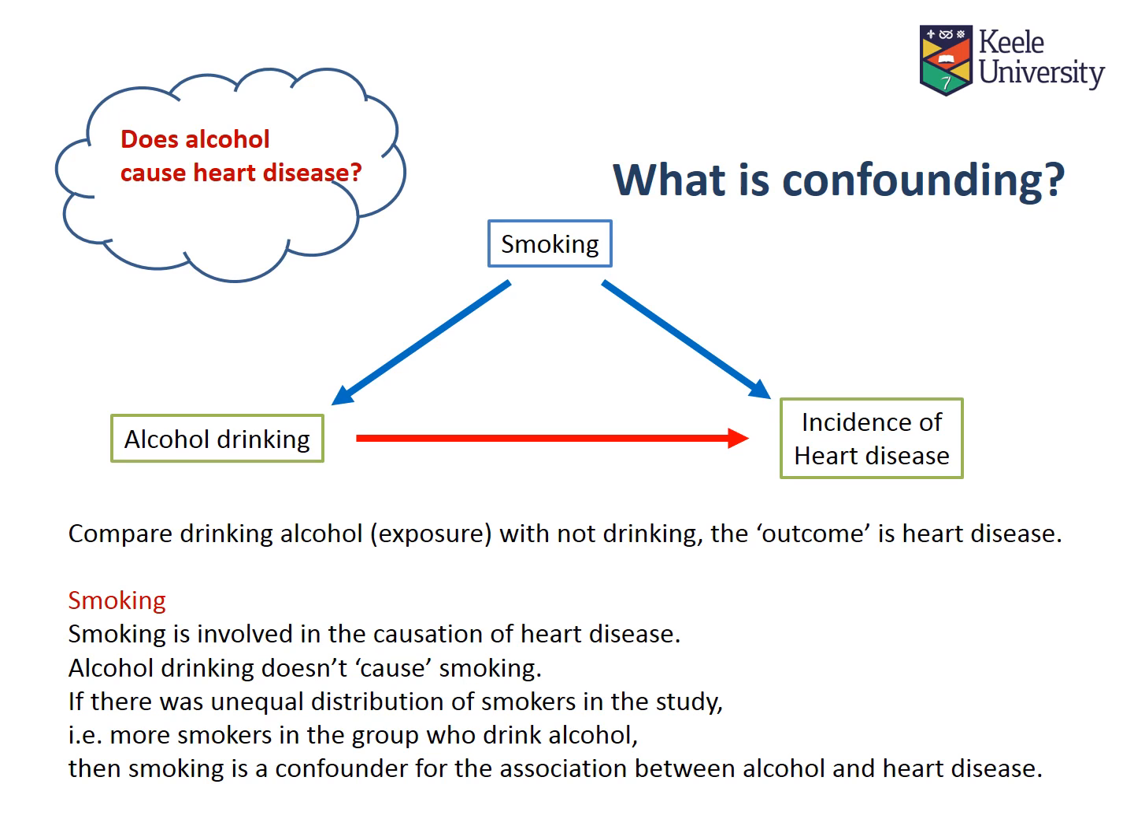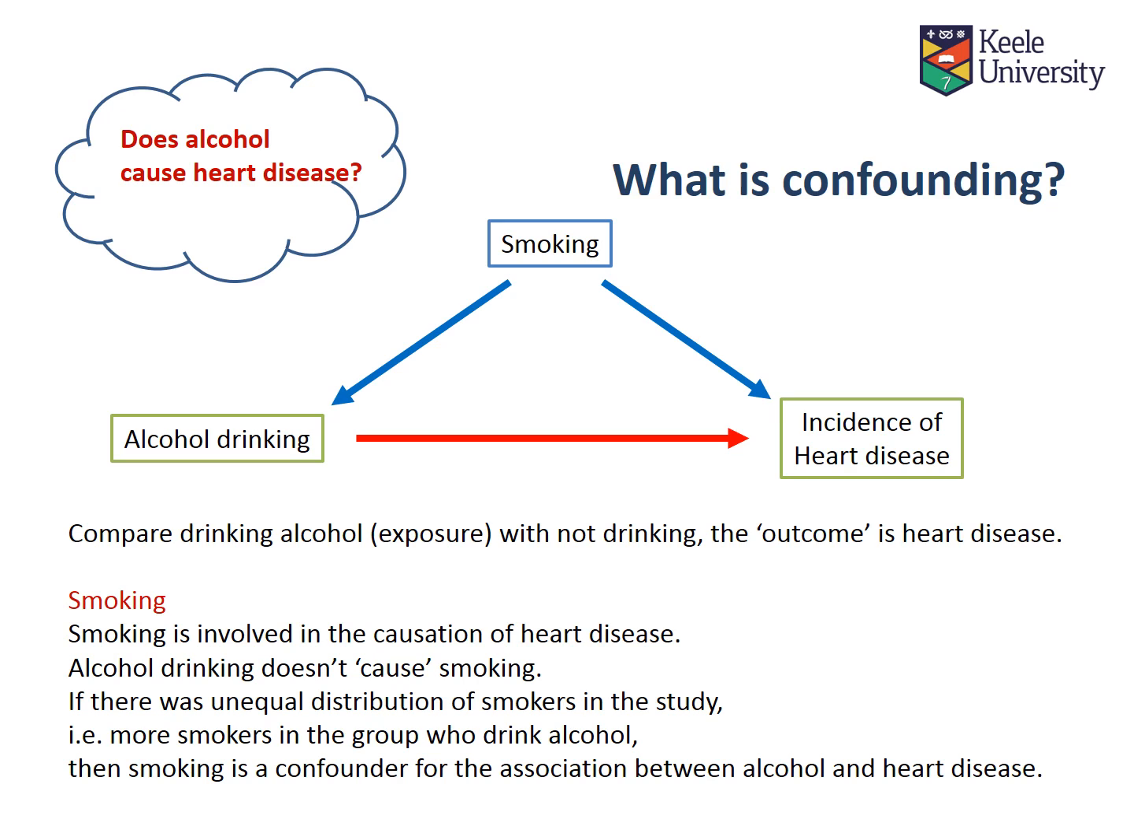The third condition is whether there is unequal distribution of smokers between the two groups. Now, we have two groups of people in the study, those who drink alcohol and those who don't. If we asked how many of them smoked, and we have a similar proportion, then that's fine. It becomes a problem if we found that in the group who drink alcohol, many of them smoke as well, and in the group who don't drink alcohol, many of them don't smoke.